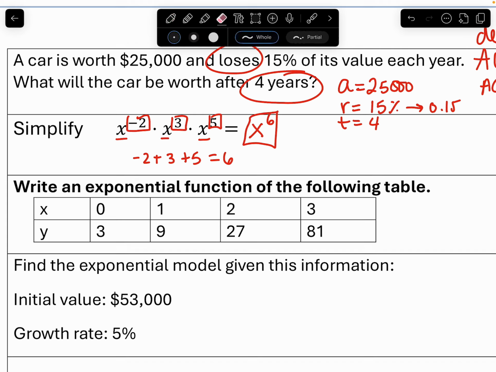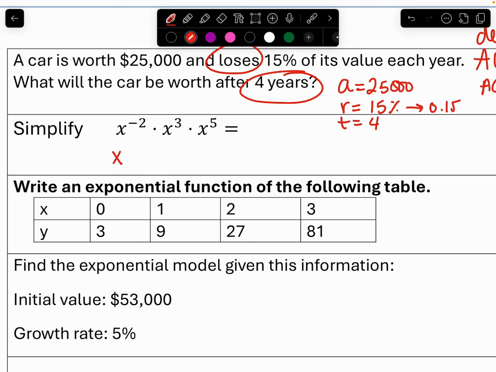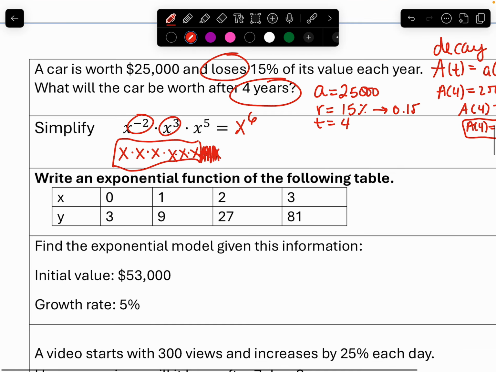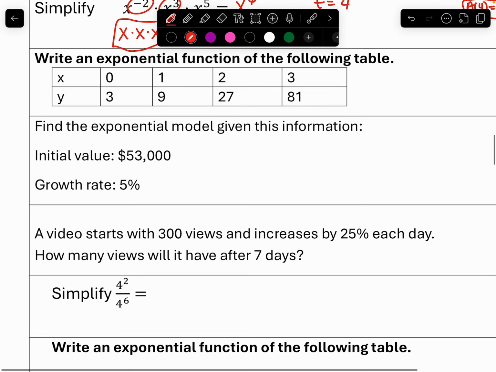Or if you would like to do it visually, I have 3 positive x's, 1, 2, 3. I have 5 more, 1, 2, 3, 4, 5. And since there's 2 negatives, I just remove 2 of them, and I am left with 6 x's. Okay, or you can use the product property, which is just adding or subtracting the exponents. Number, I'm gonna skip that one for now.